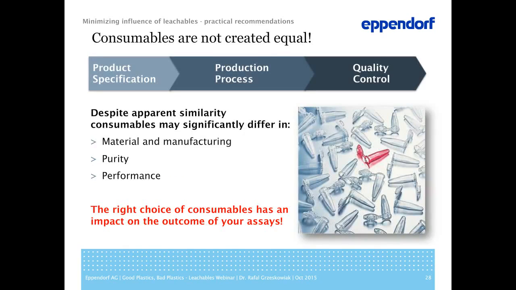Now, another extremely important point to understand is that despite superficial similarity, consumables are not created equal. And although tubes, plates, and tips may appear the same to you, they actually significantly differ in material, manufacturing, purity grades, and their performance. And these differences occur in the long process where consumables get their production specification, are produced, and finally quality control takes place, as shown in the upper part of the slide. So the important message here is that the right choice of consumables has an impact on the outcome of your assays.